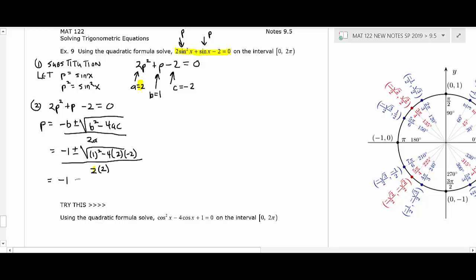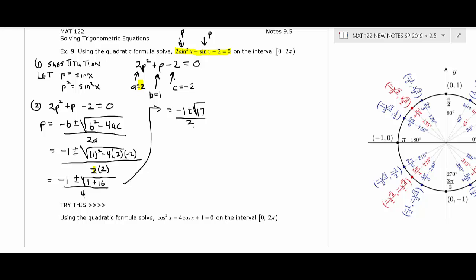Okay, so I'm going to work it out. So I've got negative 1 plus or minus, and 1 to the second's 1. This would be 2 negatives multiplied, so 4 times 2 is 8, 8 times 2 is 16, and that's all over 4. Okay, so I'm going to move this up here, and I get negative 1 plus or minus the square root of 17 all over 4. Now I'm going to get 2 answers on this. So I'm going to use my calculator.